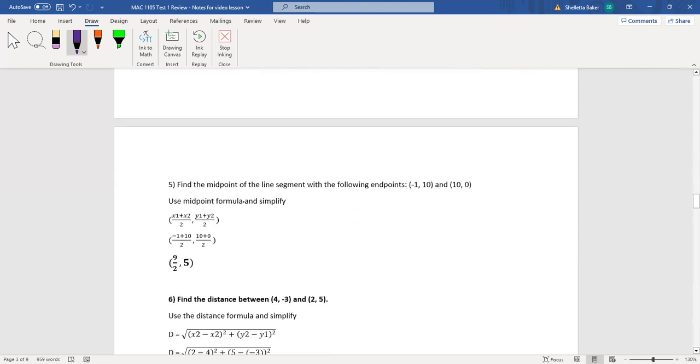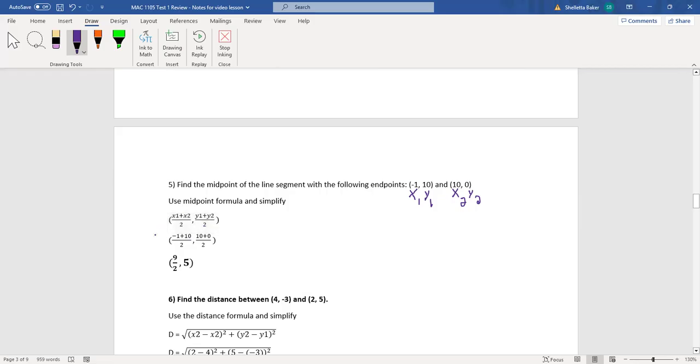Next, we want to find the midpoint of the line segment that has endpoints negative 1, 10 and 0, 10. So we want to first label our points. That first point I'm going to label as x sub 1, y sub 1. The second point we're going to label as x sub 2, y sub 2. And then here's our formula to find the midpoint: x1 plus x2 divided by 2, comma, y1 plus y2 divided by 2.